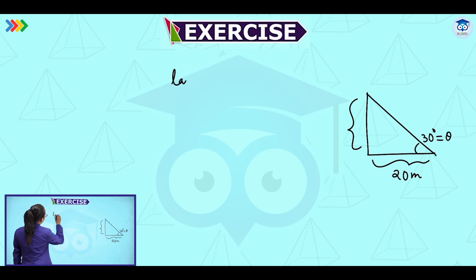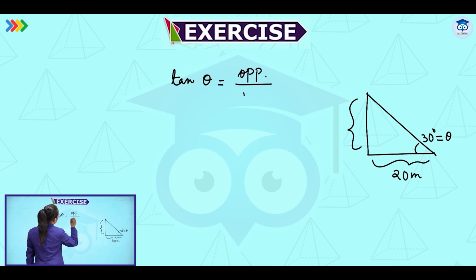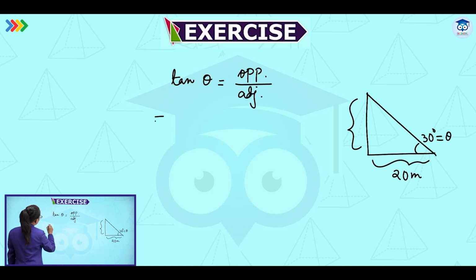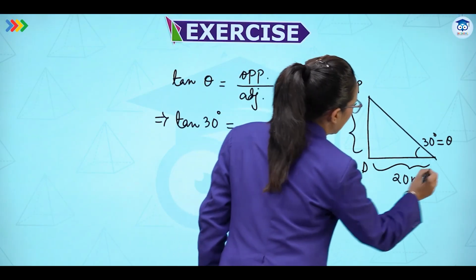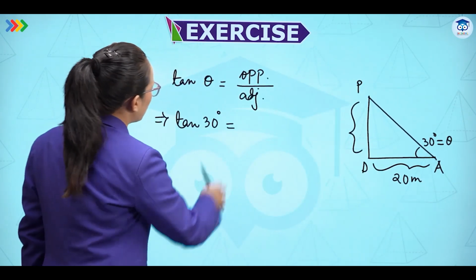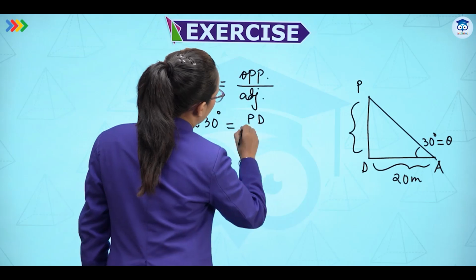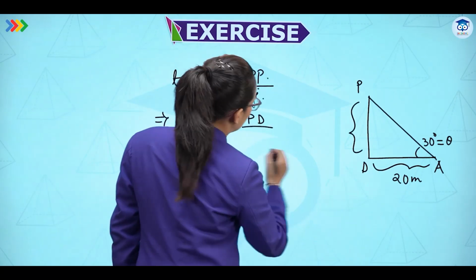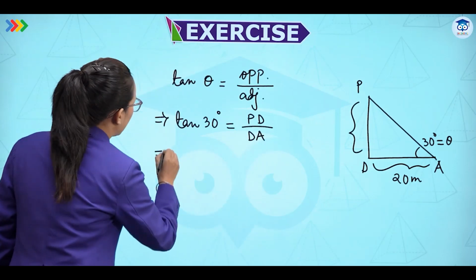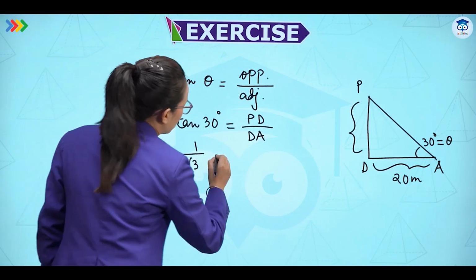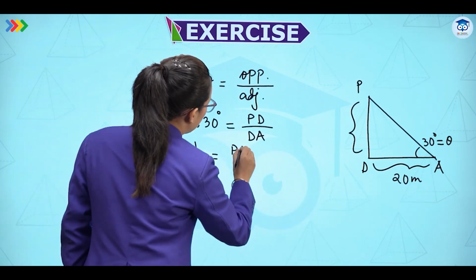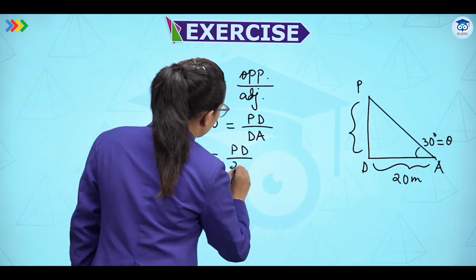So tan theta is nothing but opposite upon adjacent. So tan theta, that is tan 30 degree. The opposite value is this. We have PDA, so now the opposite is PD, and the adjacent now is DA. So tan 30 degree, we know its value is 1 upon root 3. This is equal to PD, which we are going to find, upon DA, which is 20.